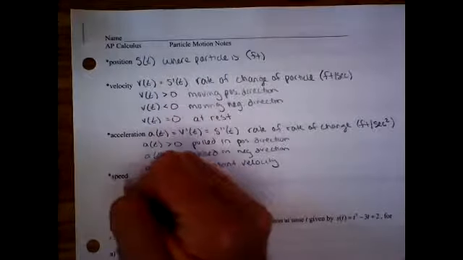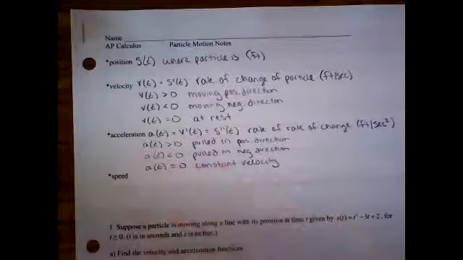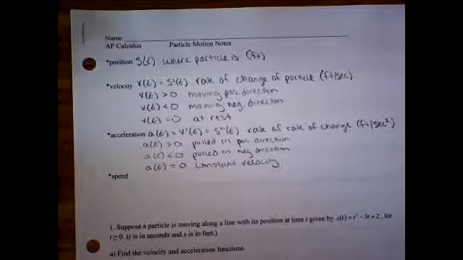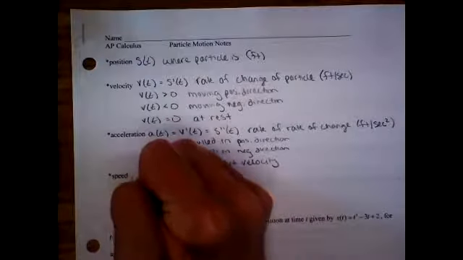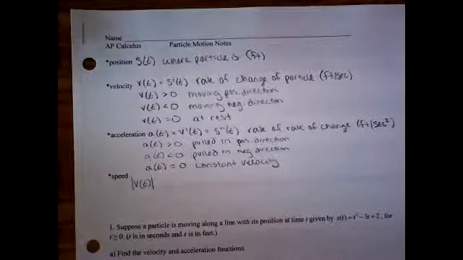All right, speed and velocity are related. But speed is not directional. Like your speedometer in your car does not go negative. Even if you're in reverse, it tells you that you're going positive miles per hour. Does that make sense? So speed is the absolute value of velocity. So speed is always going to be positive.